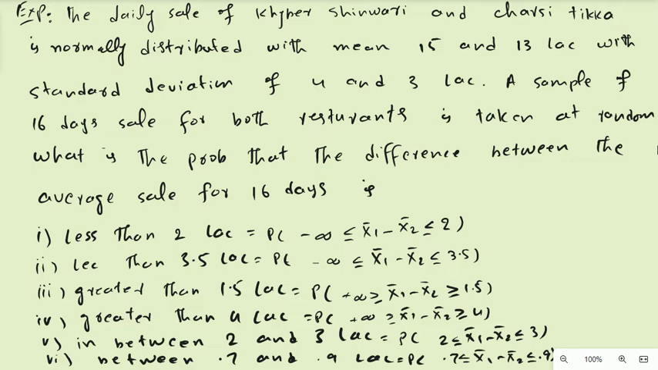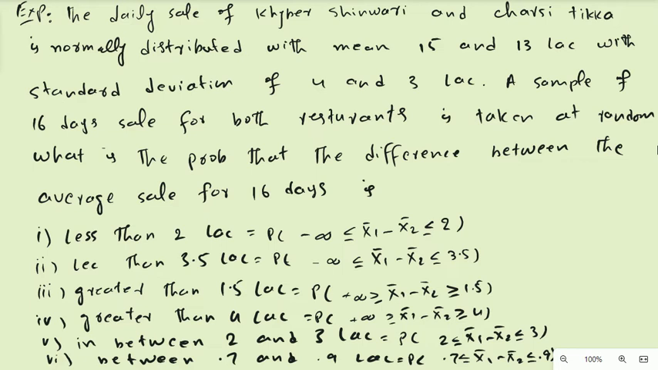The example is the daily sale of Haber-Shinwari tikka and Chersi tikka, which is normally distributed with mean 15 and 13 lakhs, with standard deviation of 4 and 3 lakh. A sample of 16 days sales for both restaurants is taken at random.